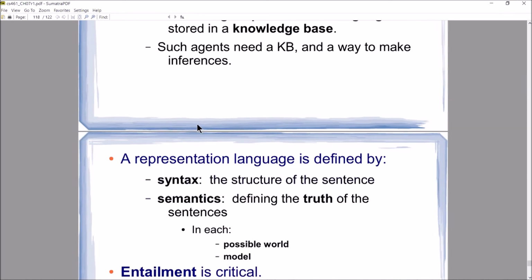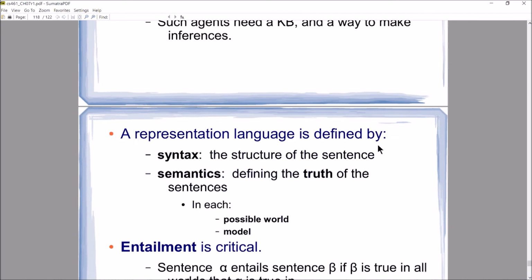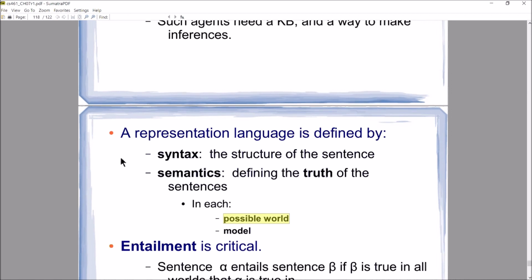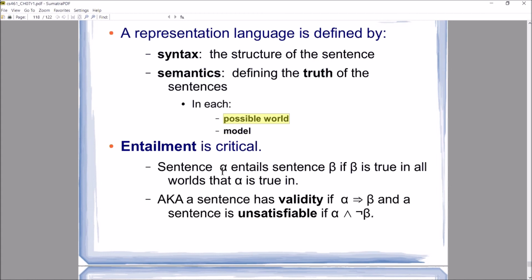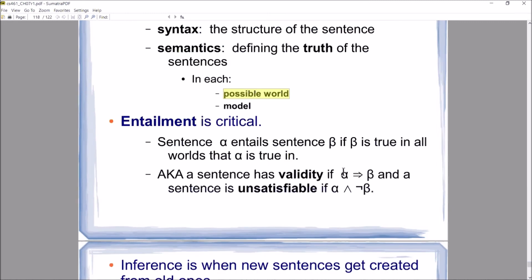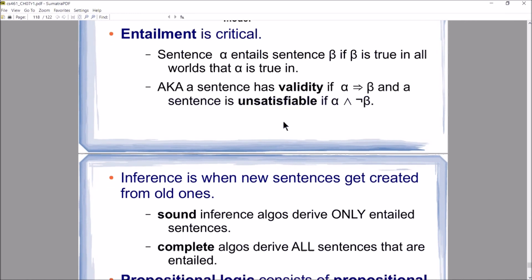So a representation language has what? Syntax, which defines the structure of the sentence, just like any programming language. It has to have semantics, right? The meaning of sentences, and that helps to define the truth of those sentences for each possible world and the model that represents that possible world. Entailment, that's the big deal here. Sentence alpha entails sentence beta if beta is true in all worlds that alpha is true in, okay? A sentence has validity if alpha implies beta, and a sentence is unsatisfiable if alpha and not beta. Okay, so remember we gave a lot of terms at you. Okay, that's going to be kind of tough too.